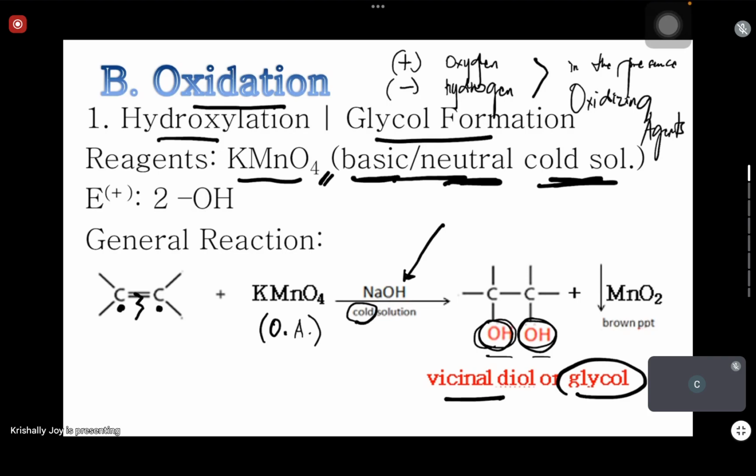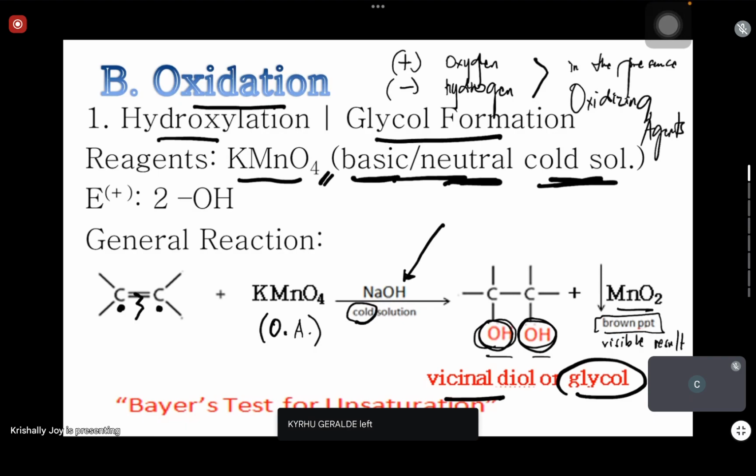Now, in the laboratory, if this type of reaction is being performed for alkenes, the visible result in a test tube is yung formation of a color brown precipitate. That is because of the formation of manganese dioxide. Yan yung visible result na, oh, okay, positive na yung alkenes undergo formation of a glycol. Kapag meron kang nabuo, no, sa test tube, at the bottom of the test tube, may nabuong brown precipitate. For this test, we call it Bayer's test for unsaturation.